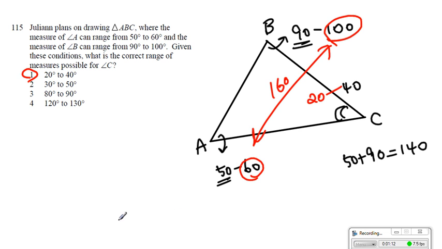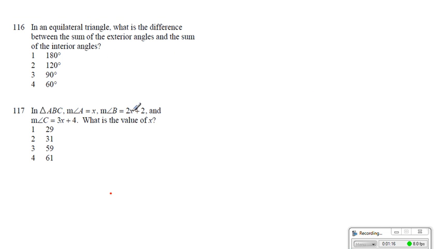All right, let's look at the next question. Number 16, in an equilateral triangle, what is the difference between the sum of the exterior angles and the sum of the interior angles? The sum of the exterior angles in any polygon would be equal to 360, and the sum of the interior angles, in fact, we know that to be 180. So the difference between those two would be equal to 180.